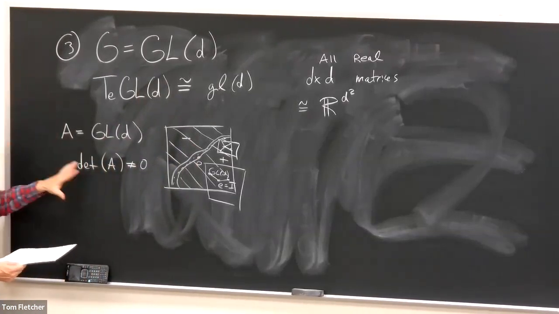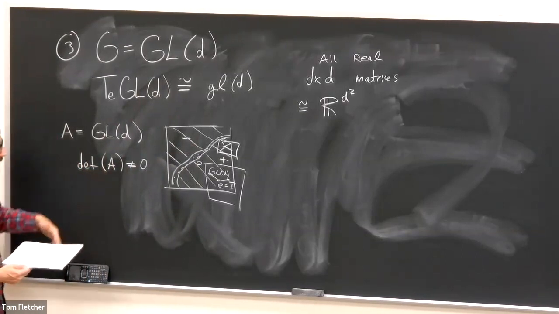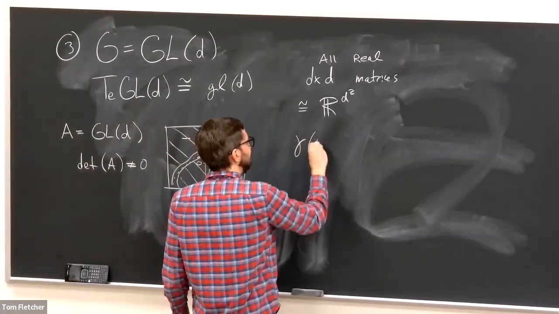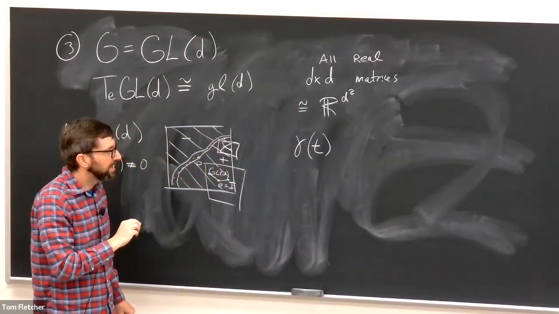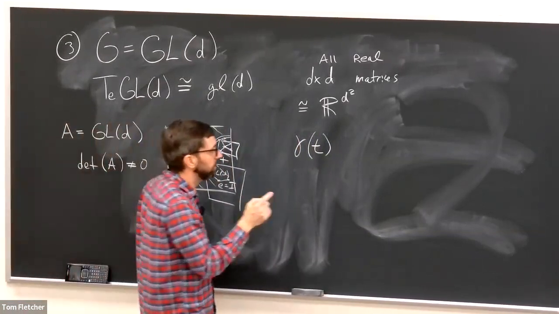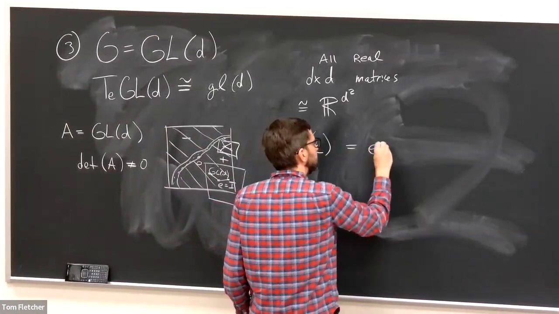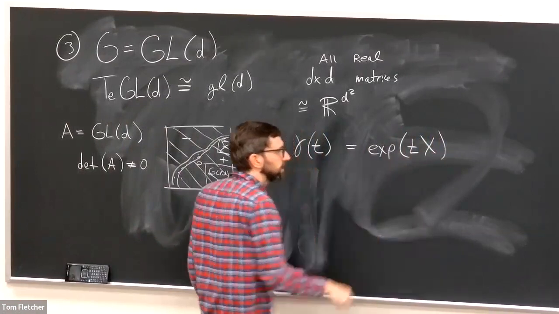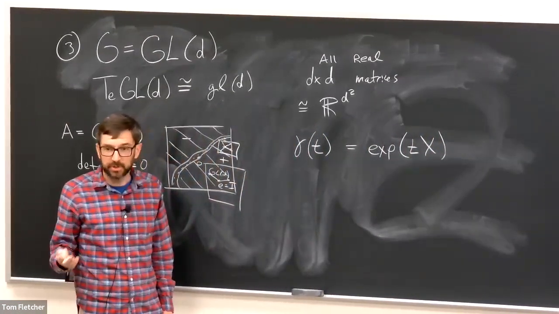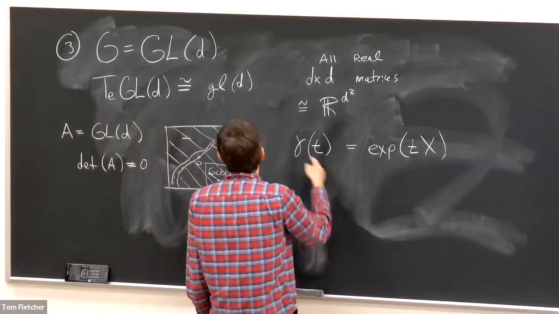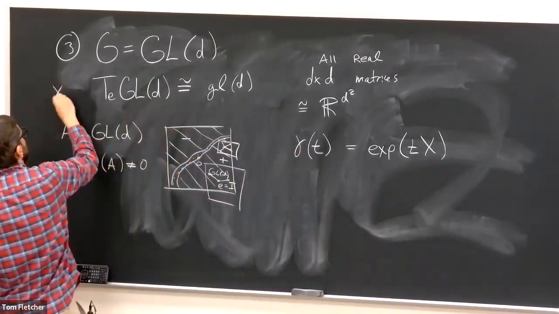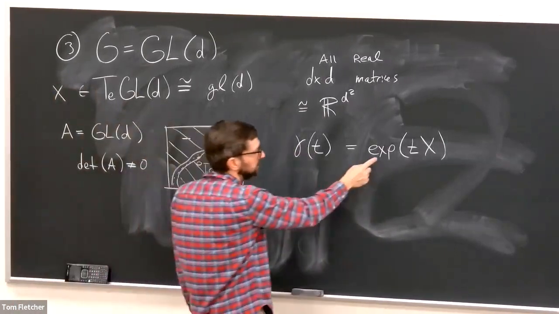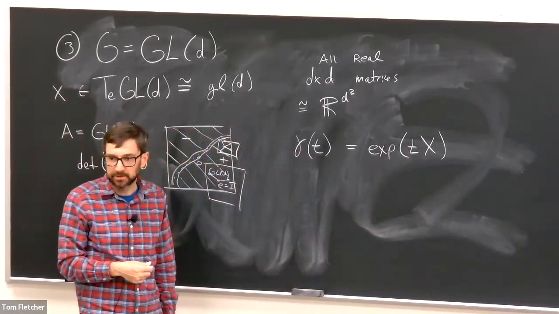So that's our setup. Let's again talk about one parameter subgroups. So gamma of t, it turns out we can write this down. What is the homomorphism here? It is also the exponential of X, but now of course, when I say exponential, we're dealing with matrices. X is a D by D matrix, and so the exponential is what's called a matrix exponential.